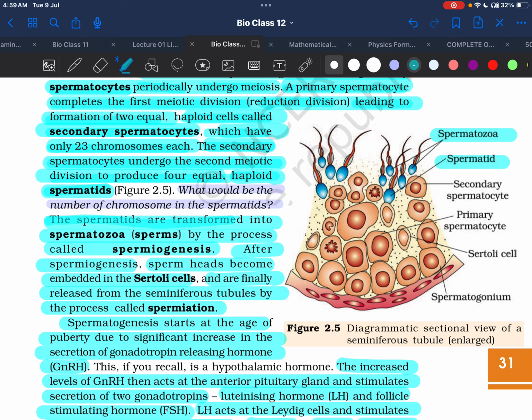The spermatids are transformed into spermatozoa (sperms) by the process called spermiogenesis. After spermiogenesis, sperm heads become embedded in the Sertoli cells and are finally released from the seminiferous tubules by the process called spermiation.